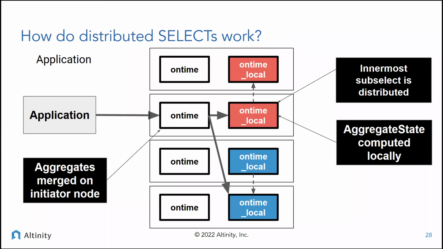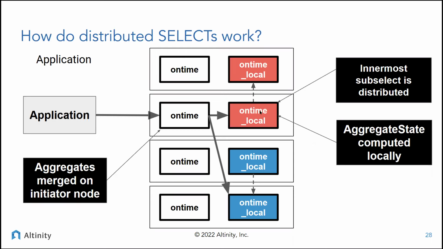Let's talk about selects. This is what you do most of the time in your applications. So it's kind of a similar idea. The application is going to connect to a server and connect to the distributed table, on_time in this case. We call the server that it lands on the initiator node. What that's going to do is the distributed table is going to parse the query, and then it's going to break it up and send a subquery out to each of the local copies.